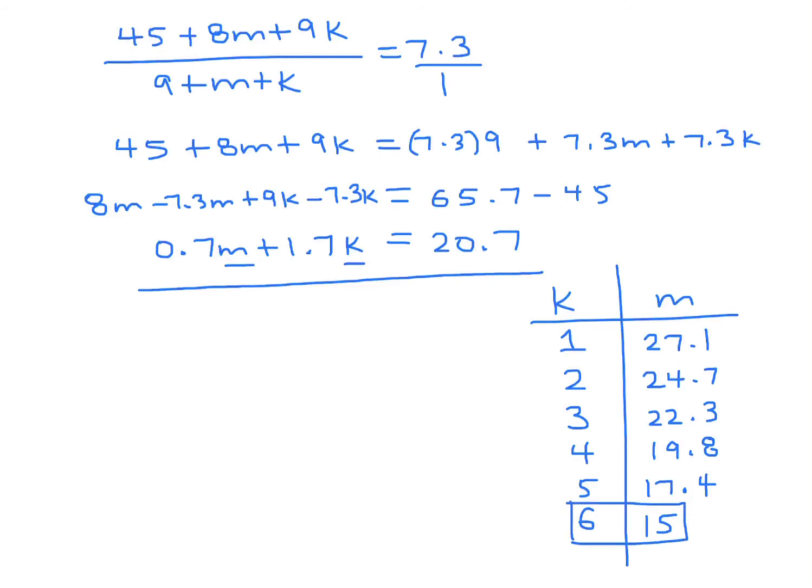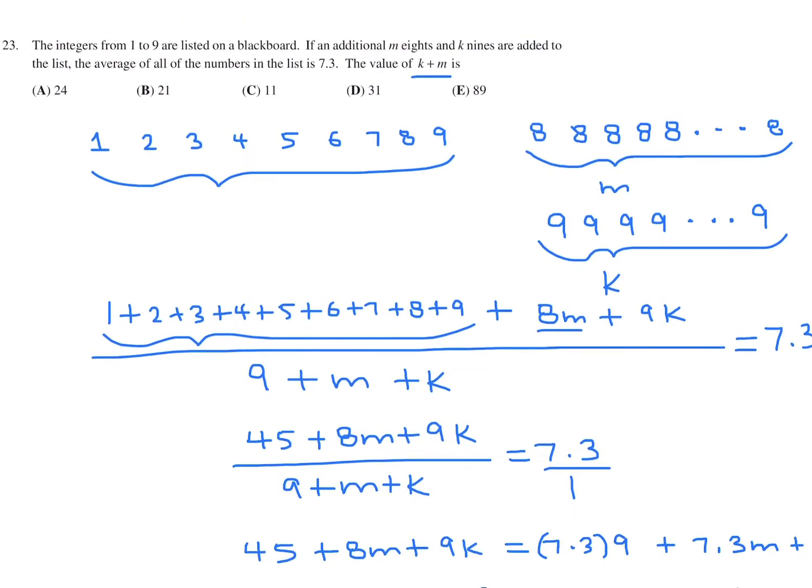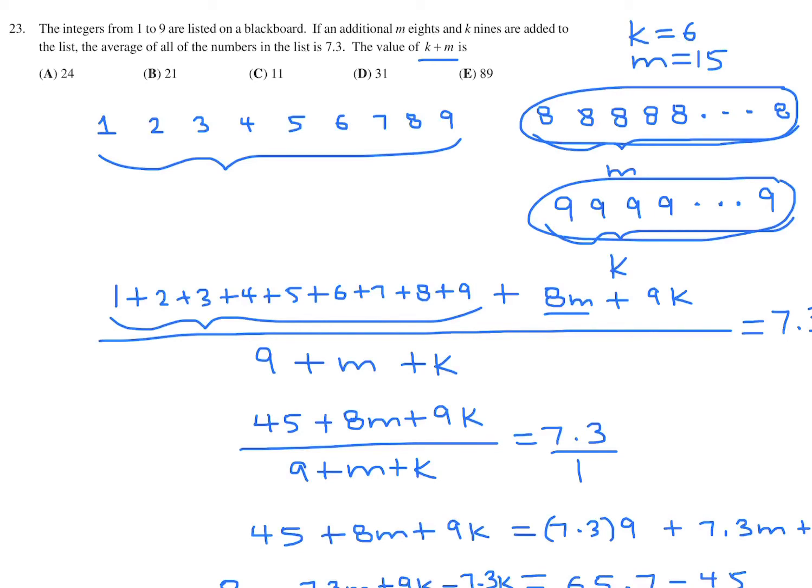These are your integer solutions. So if you go back to the question, 6 and 15 were k and m. So k was 6 and m is 15. So there were 15 of these 8s and 6 of these 9s. And they want you to figure out k plus m. K plus m is, of course, 21. So number 23, the answer is B.